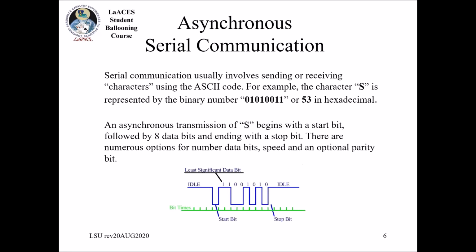Serial communication usually involves sending or receiving characters using the ASCII code. We just talked about ASCII, and when we talk about ASCII, we're talking about characters, such as those on your keyboard. For example, the character S is represented by the binary number 01010011, or 53 in hexadecimal. I'm going to do another screen share here, back to here.